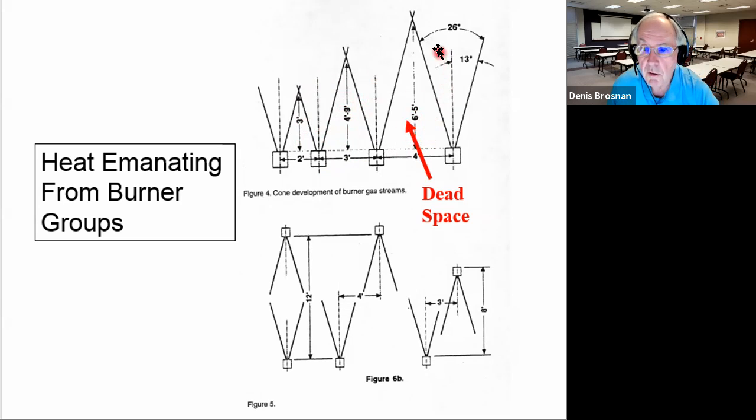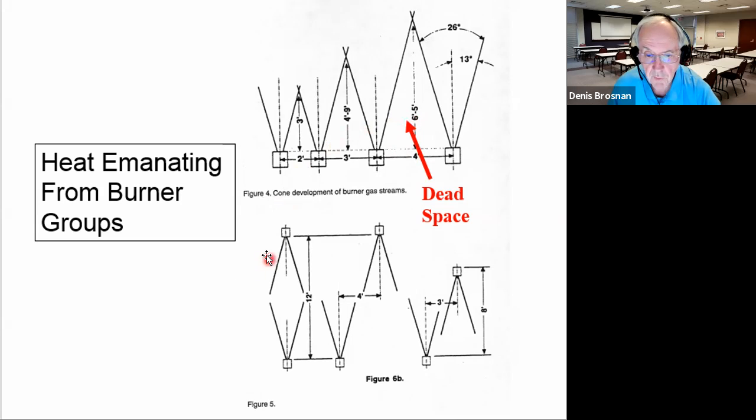So a burner has a given cone of heat, and so people space these burners apart based on what's allowable for the product that you're making for this dead space or lower temperature space not to impact the product quality.